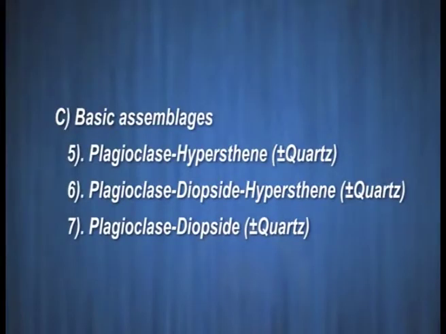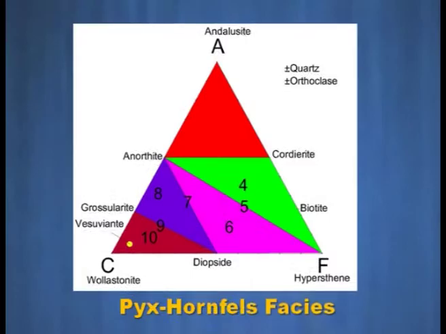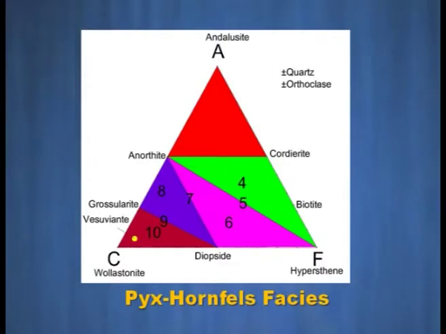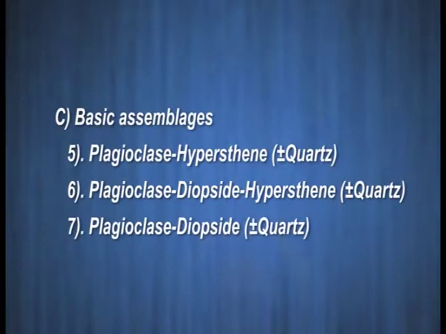Third important assemblage is your basic one, plagioclase, hypersthene plus or minus quartz. Next important assemblage is your plagioclase, diopside, hypersthene plus or minus quartz. Next important assemblage is your plagioclase, diopside plus or minus quartz.